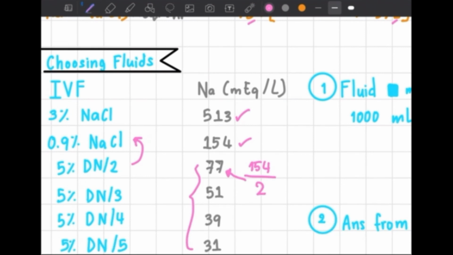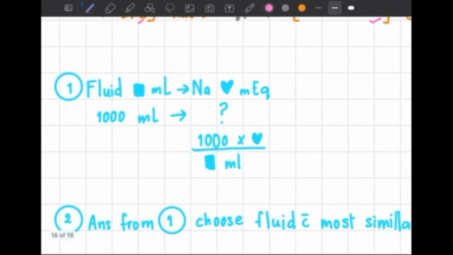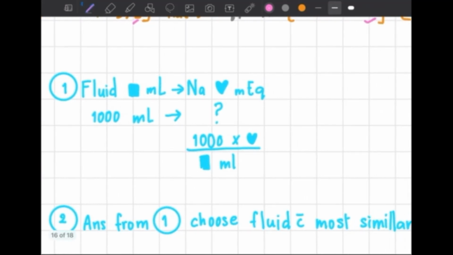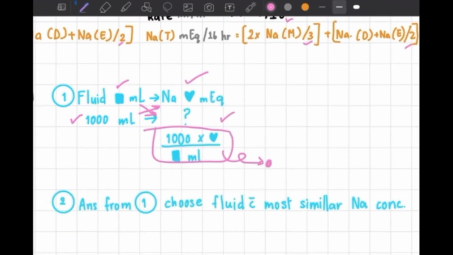Now, how are we going to choose the fluid? You're going to have to know how much fluid that patient needs and how much sodium that patient needs, and compare it to the 1 liter bag the hospital gives and how much sodium you need. So that's the same thing, crisscrossy. And with the result that you've calculated from this chunk, you are going to have to choose the fluid with the most similar sodium concentration.